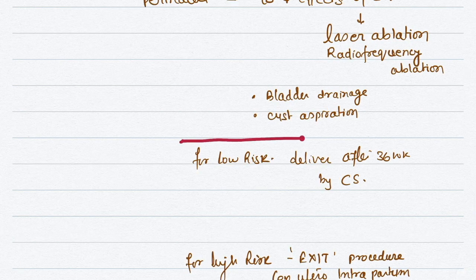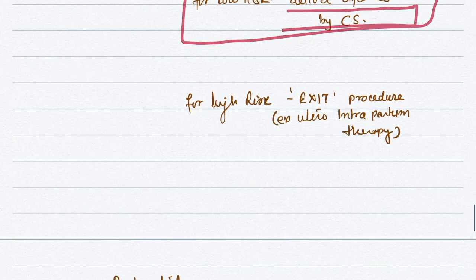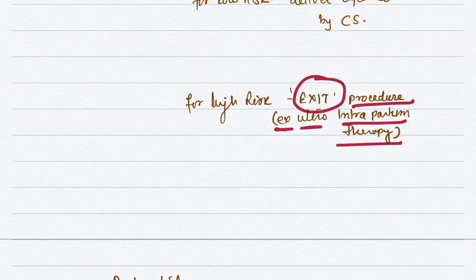For low risk sacrococcygeal teratomas, delivery can be done after 36 weeks of gestation by cesarean section. For high risk sacrococcygeal teratoma, a procedure known as ex utero intrapartum therapy, or EXIT procedure, can be used. I am not going into the details of this procedure.